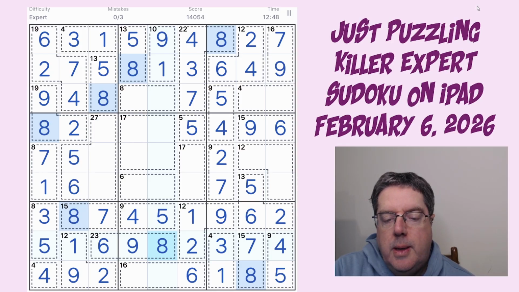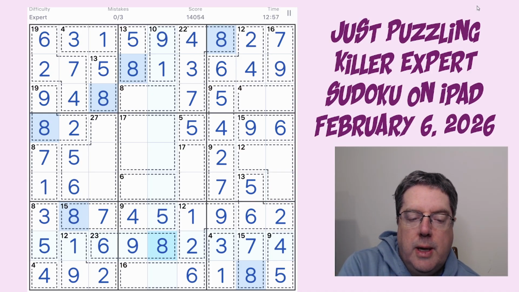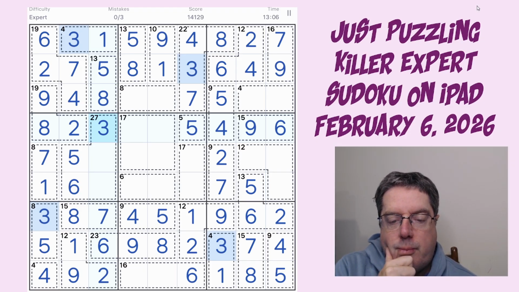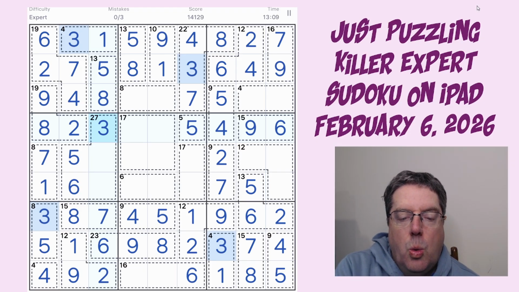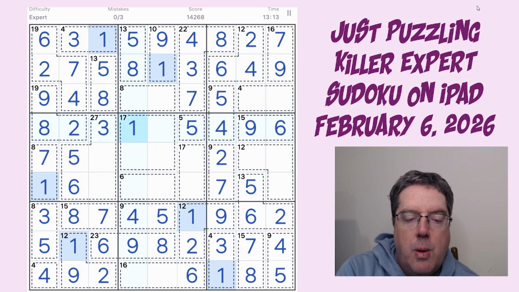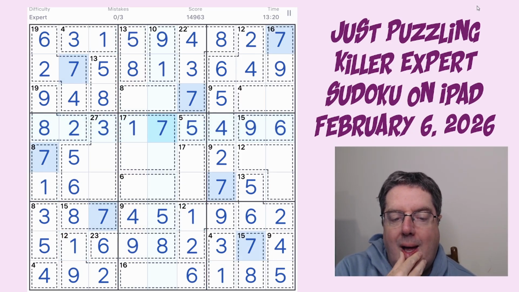8, 9, 8, 1, 3, 2, 6. 1, 2, 3, 4. 4 can be there, 3 can be there, and 9. So 4 and 9 can't be there, so it's got to be a 3. One comes down here, and I need a 1 in this row, so that's going to be a 1. 1, 2, 3, 4, 5, 6, 7. Okay, so that's 7.